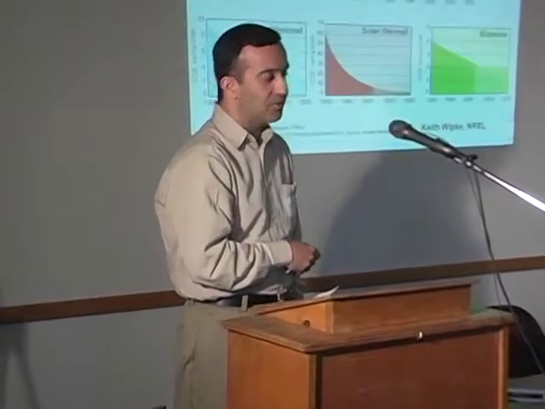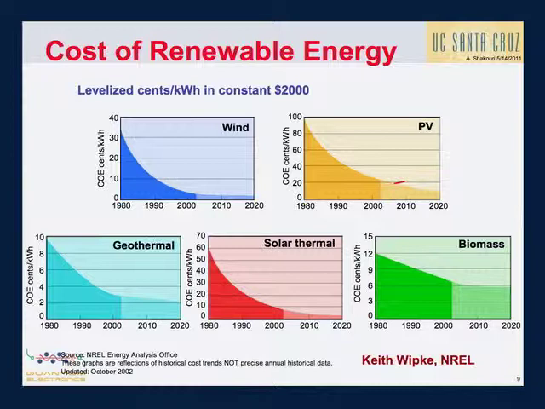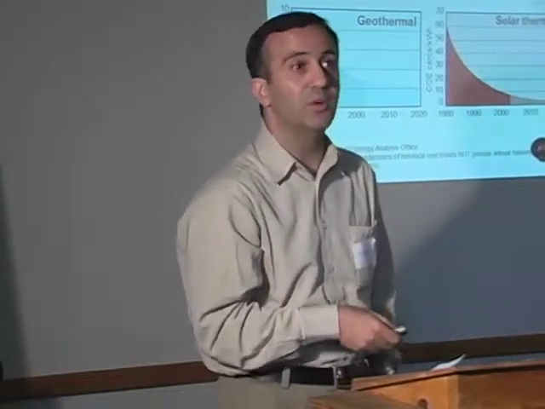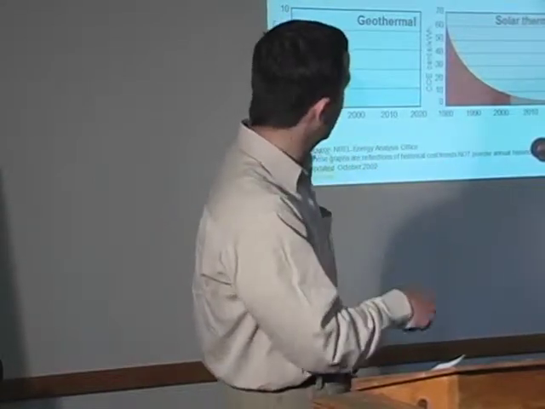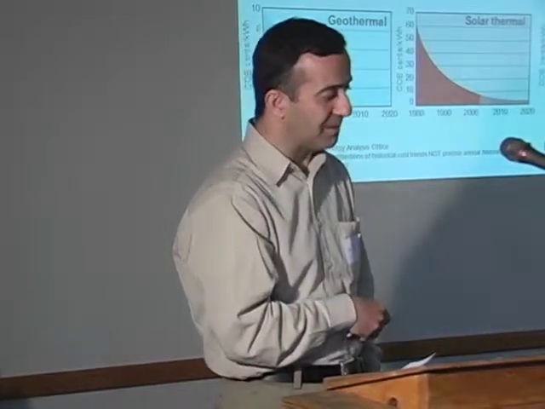So things are improving, the costs are coming down. This is cost per kilowatt hour. They levelize it, so they take the lifetime into account. In the 1980s, it was about 30 cents per kilowatt hour for wind. Now it's down to 5 or 6 cents. Photovoltaics have come down significantly, geothermal and so on. So one possibility is to look at these numbers and say, well, things are going in the right direction. If we just continue this, eventually we will solve our energy problem.